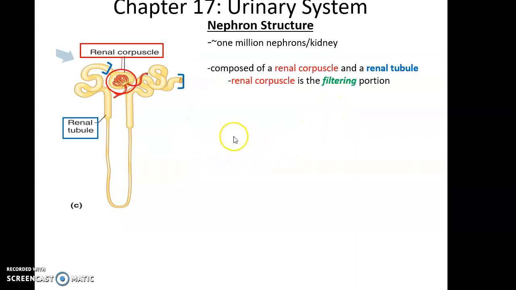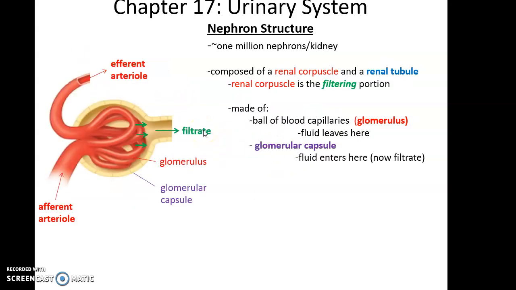So the nephron is composed of two main functional regions. You have this spherical shaped structure called the renal corpuscle, where you'll find the glomerulus, and then you have the long tubular portion called the renal tubule. The renal corpuscle's job is filtering out some of the fluid from the bloodstream in order to allow for a proper adjustment of the blood's composition.